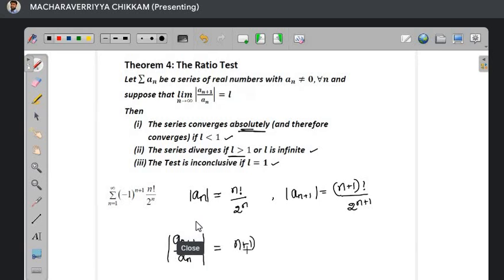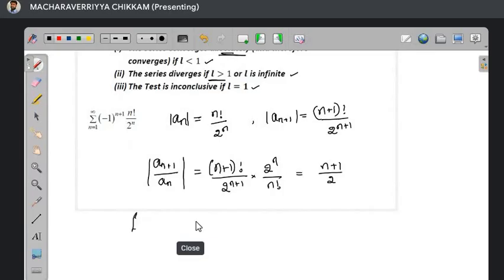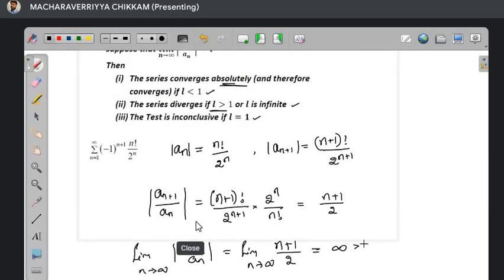So that will be n plus 1 factorial over 2 power n plus 1, times 2 power n by n factorial. I hope this gets simplified to n plus 1 by 2. Now let's take the limit. The limit as n goes to infinity of an plus 1 over an equals the limit as n goes to infinity of n plus 1 by 2. And what will it be? This will go to infinity. Since the limit is infinite, you can actually take it as greater than 1.